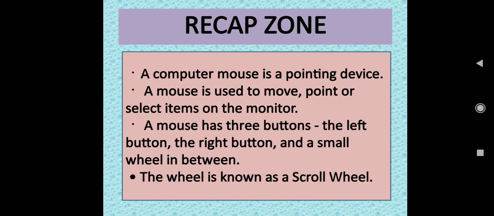Let us recap once again what we have learned about computer mouse. First, a computer mouse is a pointing device. Second, a mouse is used to move, point or select items on the monitor. Third, a mouse has three buttons, the left button, the right button and a small wheel in between. The wheel is known as a scroll wheel.